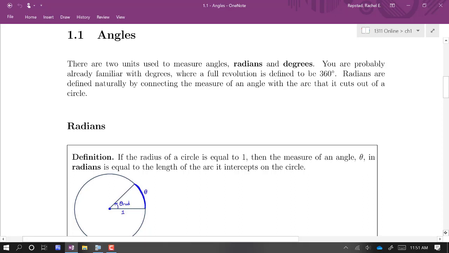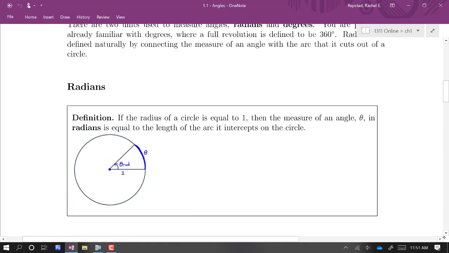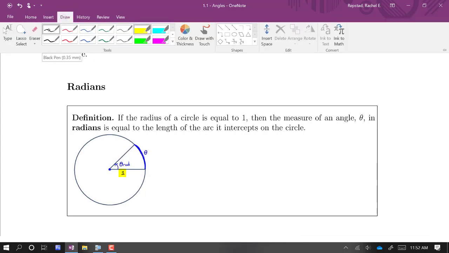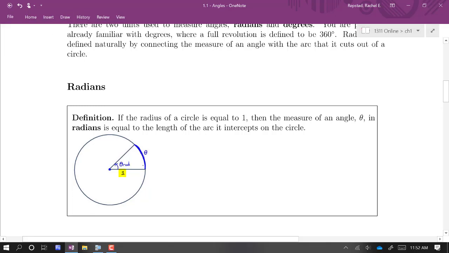So here's a definition of a radian. If we start with a circle of radius 1, and that's really important in the way that we define it, the radius is equal to 1. And if I cut out an angle theta, say, and then measure the arc that it cuts out of the circle here, this dark blue line, then the length of that arc is equal to the measure of the angle in radians.